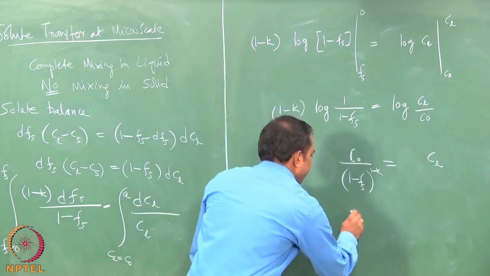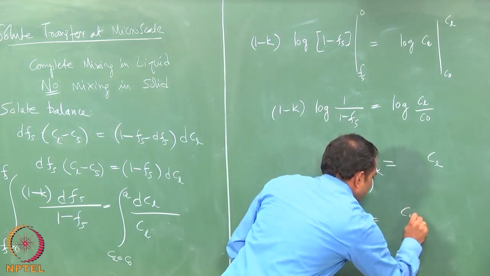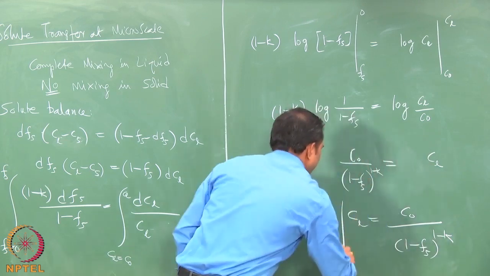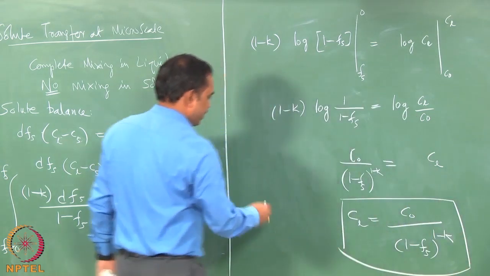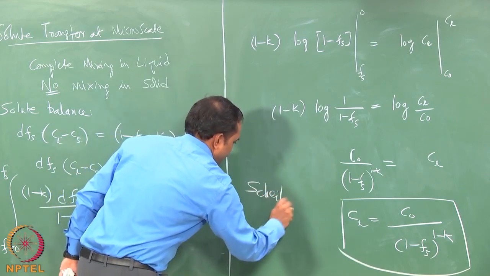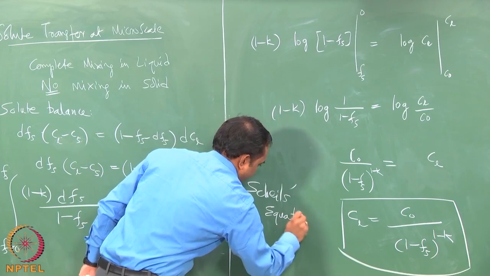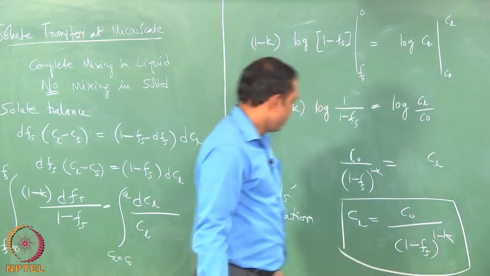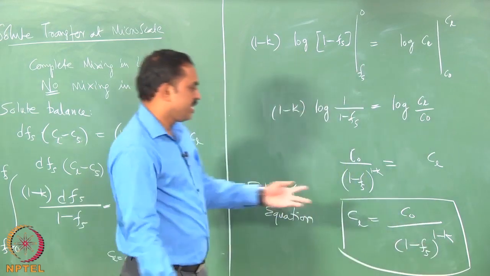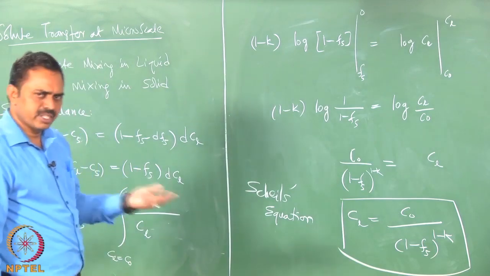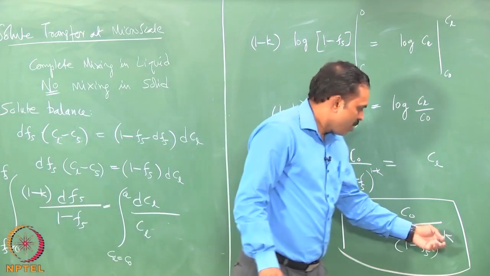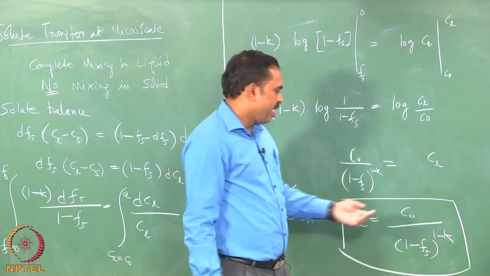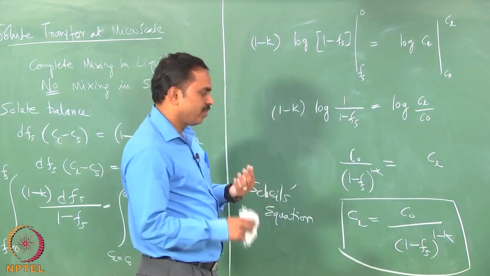So this expression, I will just write it again: CL is equal to C naught by 1 minus FS raised to the power of 1 minus K. This expression goes by the name Scheil's equation. So it is different from the lever rule, where you do not have the exponentiation. In Scheil's equation you have an exponentiation, and you can see that for values of partition coefficient like 0.14, this is a positive power, and 1 minus FS would mean that the liquid composition is rapidly rising above C naught as the solidification is coming to an end.